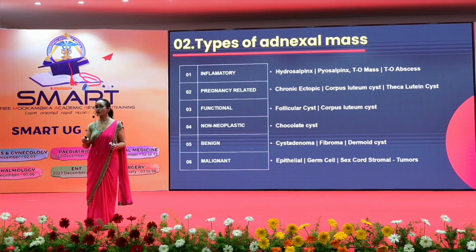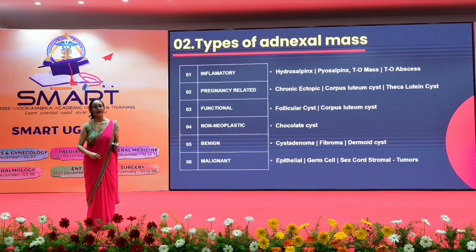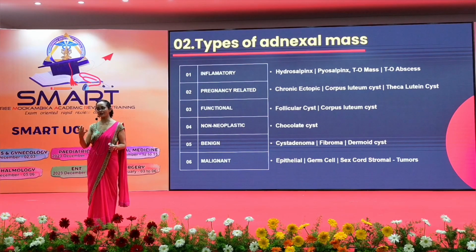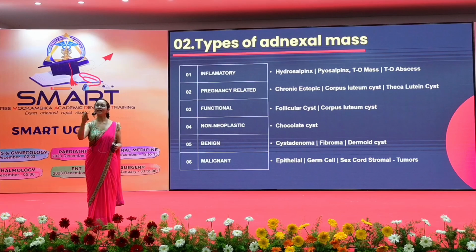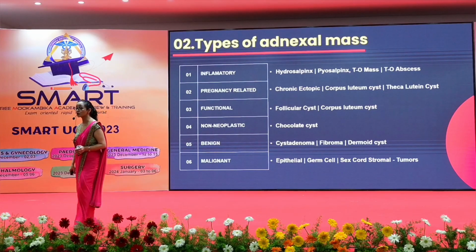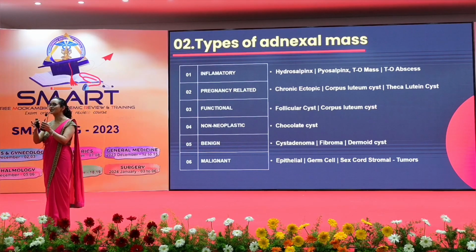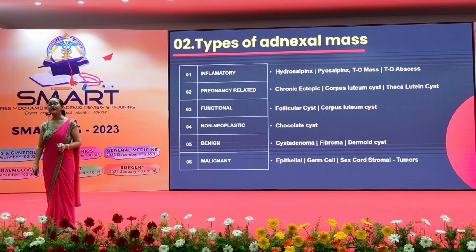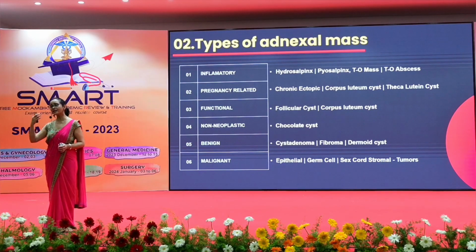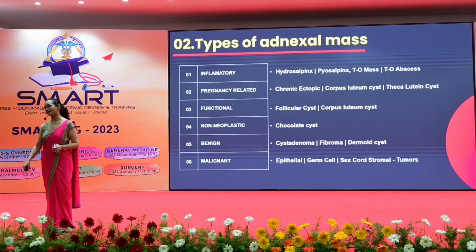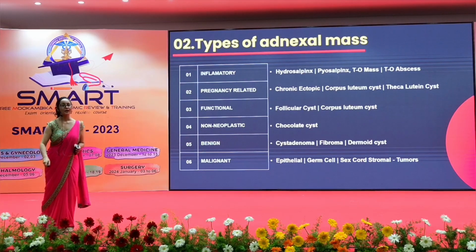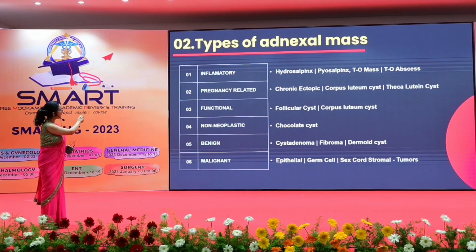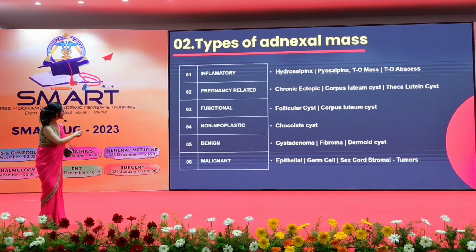In infection, I told you whatever comes here goes here and there. All are hematogenous infection or ascending infection. So whatever comes to the tube or ovary tends to involve the other structure also. Together they stick together and make a mass that is called TO mass. And when it is in a very infected state, it is known as TO abscess. So these are the inflammatory masses: hydrosalpinx, pyosalpinx, TO mass and TO abscess.